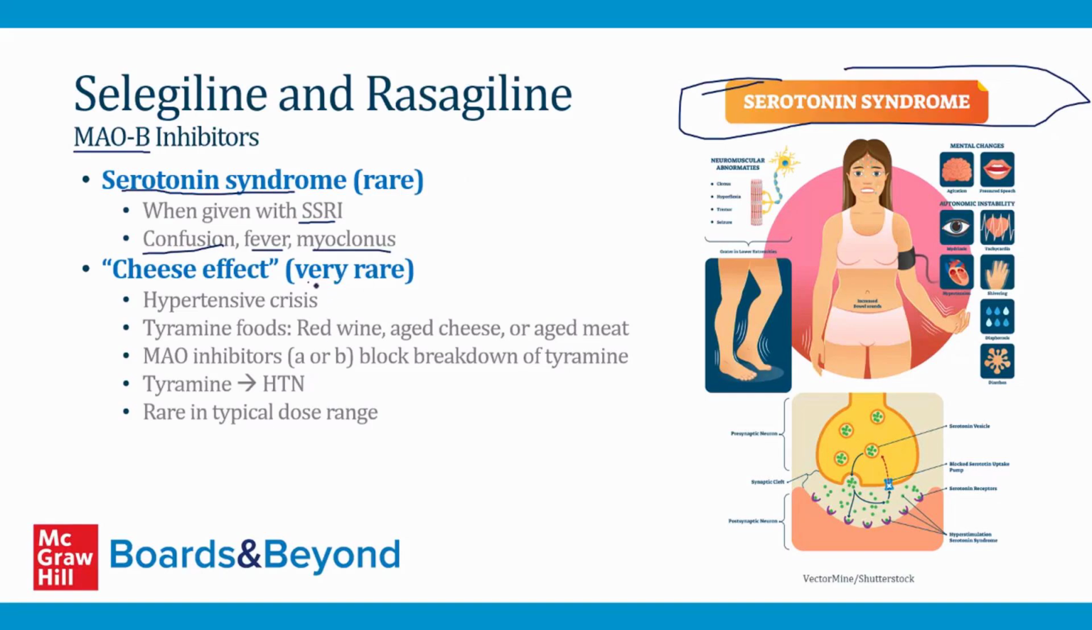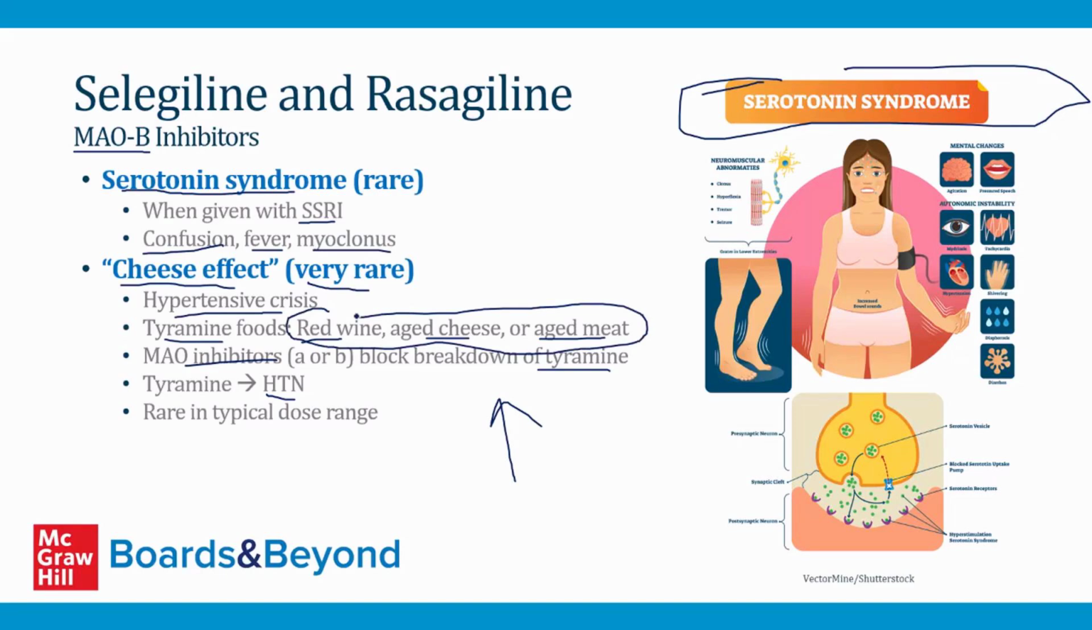Another even more very rare effect that you can see with these drugs is the so-called cheese effect. This refers to a hypertensive crisis associated with any drug that inhibits MAO enzymes in the brain. So there are certain foods we eat that contain a substance called tyramine. Red wine contains a lot of tyramine, so does aged cheese, so does aged meat. And any MAO inhibitor, one of these drugs or some of the other MAO inhibitors used for depression, they block the breakdown of tyramine. And so if you block the breakdown of tyramine, the tyramine levels can go way up. Tyramine can cause hypertension. So it's very rare, but MAOB type inhibitors, if a person is taking one of these and eats a lot of red wine or cheese or aged meat, they can present to the hospital with a hypertensive crisis.